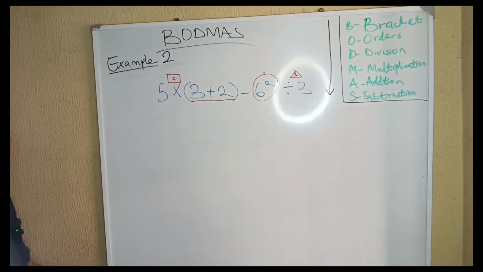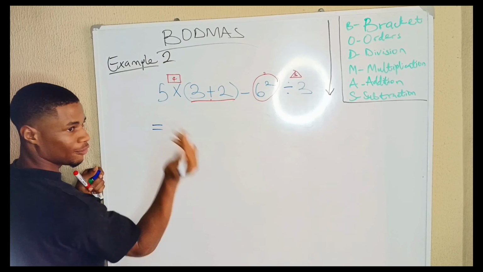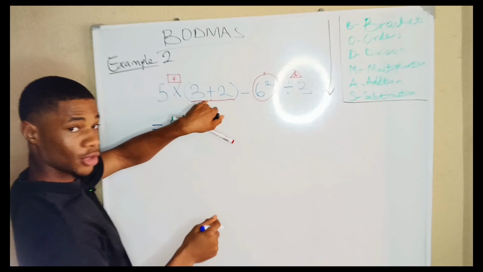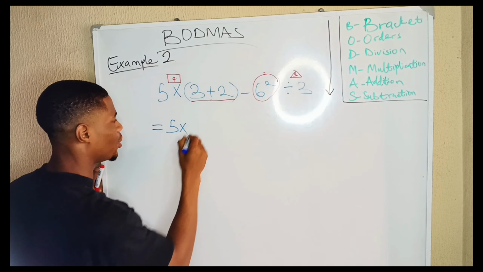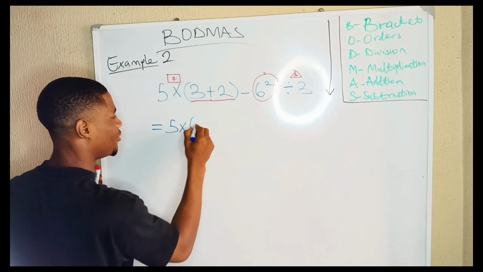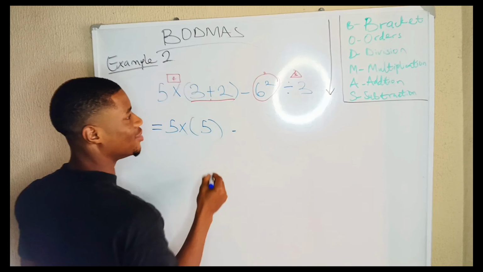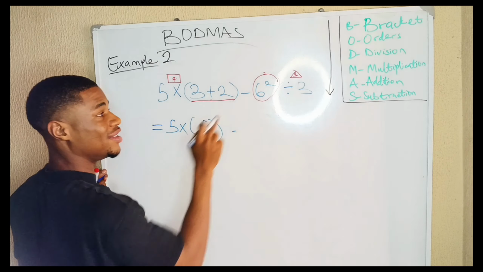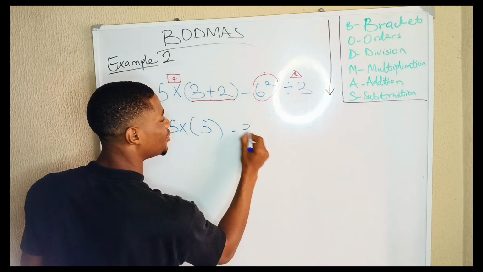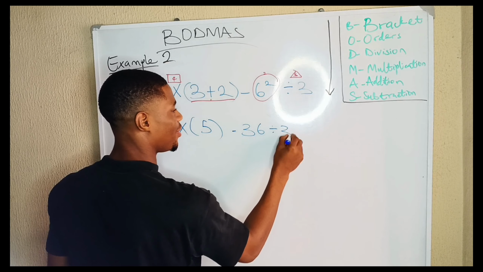So let's begin. Now, what's the first thing we do? We write that this is equivalent to, follow me, 5 times, we're doing the bracket first. You cannot go against the rule. 3 plus 2 is what? 3 plus 2 is 5, but still in the bracket. Minus, who is this here? 6 power. Order, power. 6 power is what? 36. Now, divided by 3.